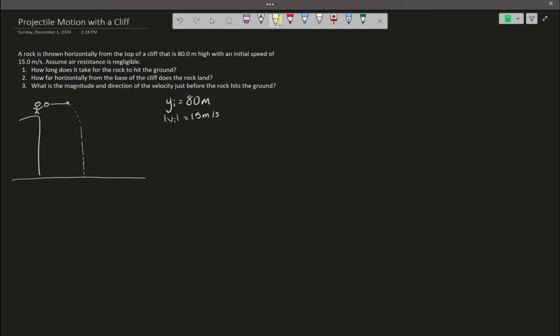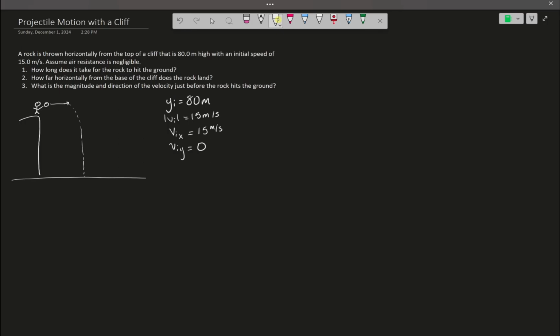Also, this object is thrown horizontally, but it's going to move in a vertical direction. So this means that I have an initial velocity in the x direction, because it's moving horizontally, that is 15 meters per second. My initial velocity in the y direction is going to be 0 because this ball is thrown horizontally. So there's no initial velocity in the y direction.